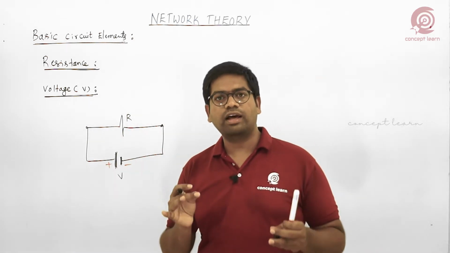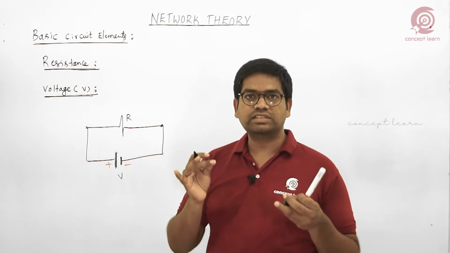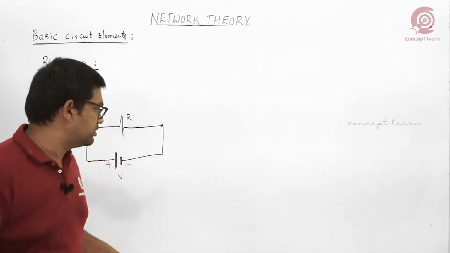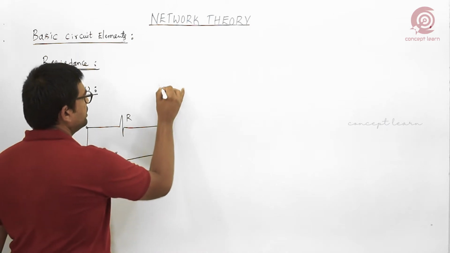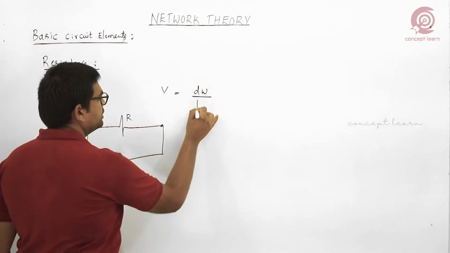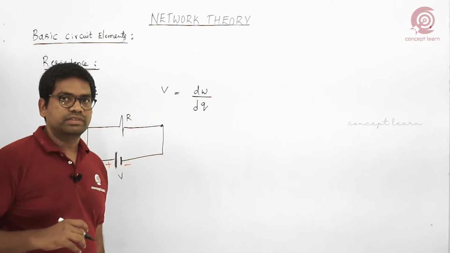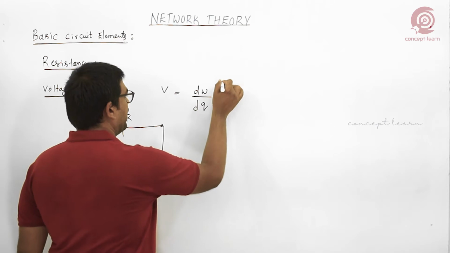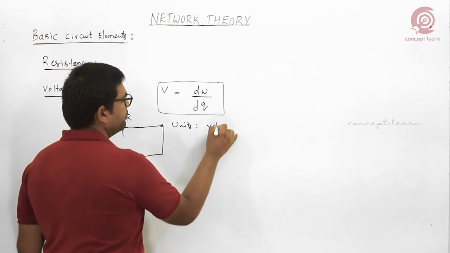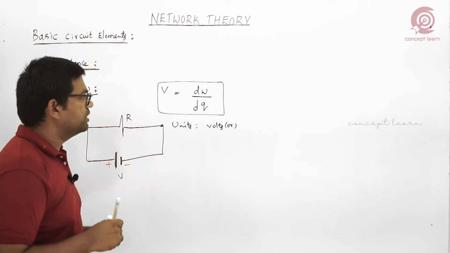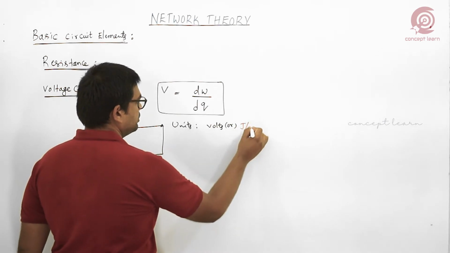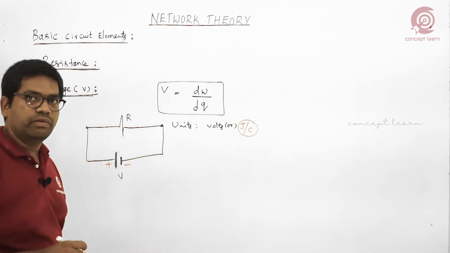Voltage is the amount of energy required in bringing the unit charge from infinite distance to the specified point. In mathematical form, V is equal to dW by dQ, energy per unit charge. This is the basic one. The standard unit is volts, but based on this definition, energy is in joules and charge is in coulombs, so joules per coulomb and volts are equivalent to each other.